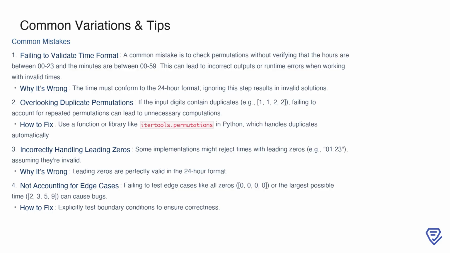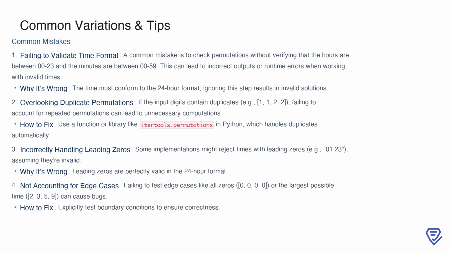Another common issue is overlooking duplicate permutations. For example, if the input digits include duplicates, like 1, 1, 2, 2, you might end up generating the same permutation multiple times, which is wasteful. Fortunately, Python's itertools.permutations can handle duplicates automatically, so leveraging it can save you from unnecessary computations. Additionally, incorrectly handling leading zeros is another pitfall.